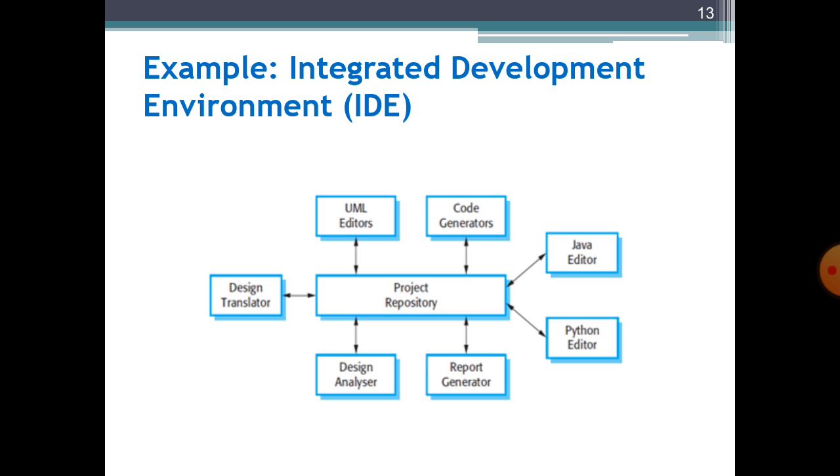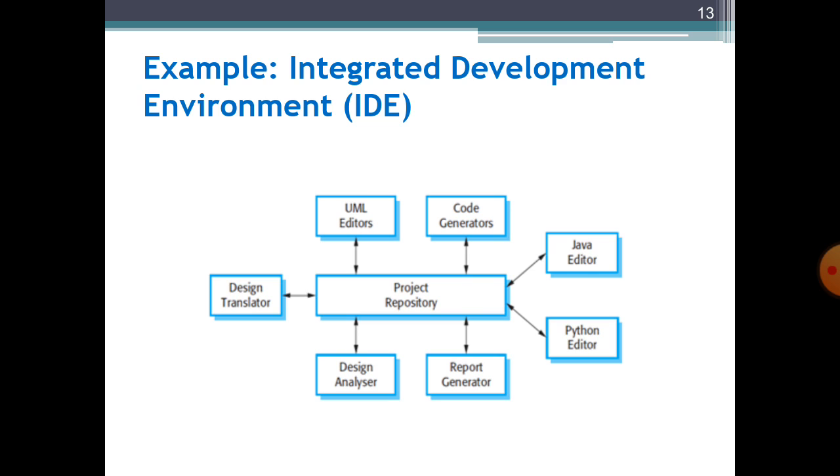So here is an example of an integrated development environment which has different components like design translator, analyzer, report generator, Python editors, code generators. All of these are different components, and data generated by any one component can be used by another component. So examples of this type of system mostly include command and control systems, management information systems, different CAD systems, and interactive development environments are also examples of this kind of repository architecture as well.